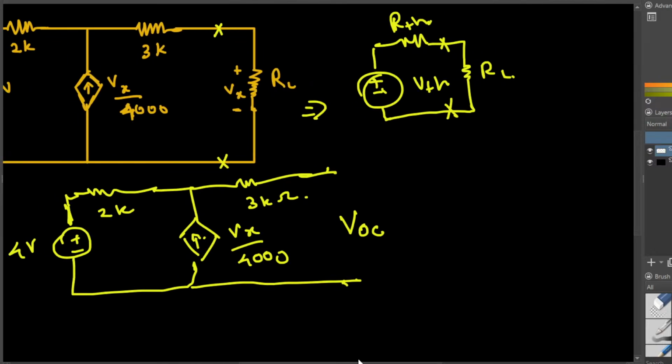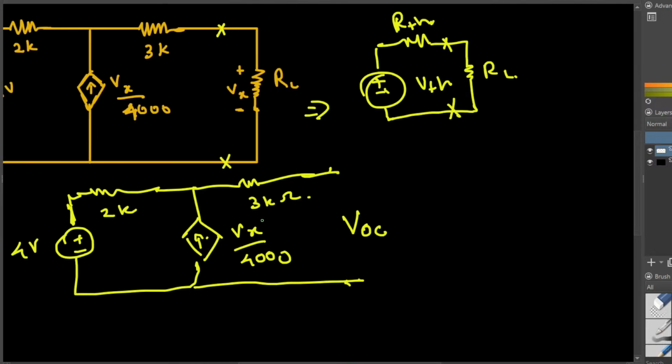Now here you can see this is an open circuit and we have a resistor right here. So if we have an open circuit and a resistor at this point, this resistor is going to be useless because there's no current flow here, since this is an open circuit. So I can remove this resistance and redraw this diagram.